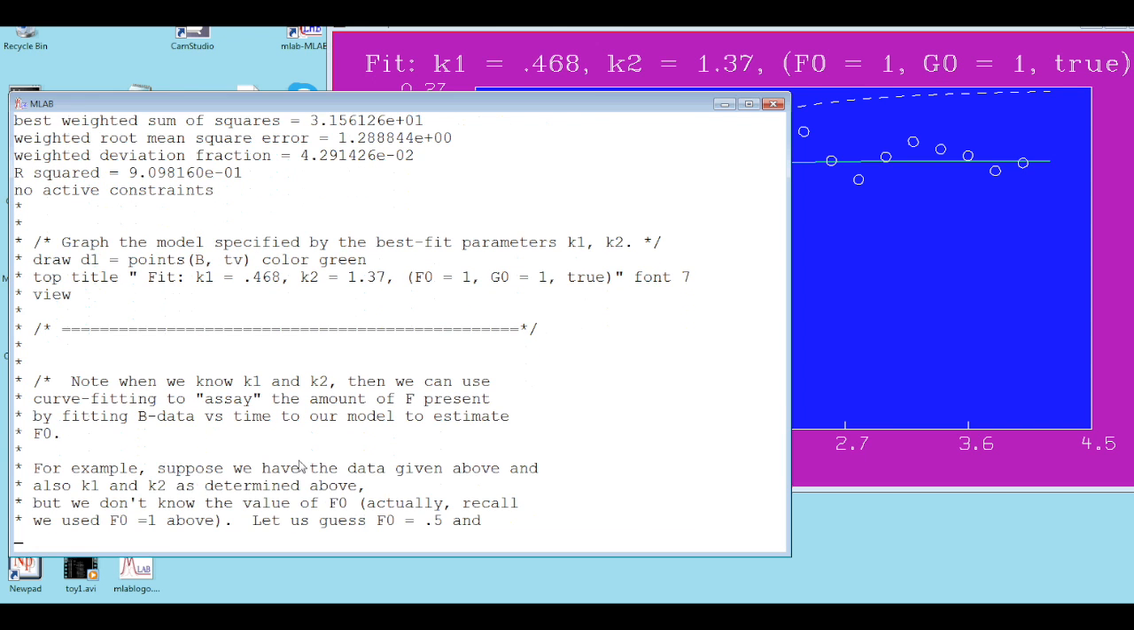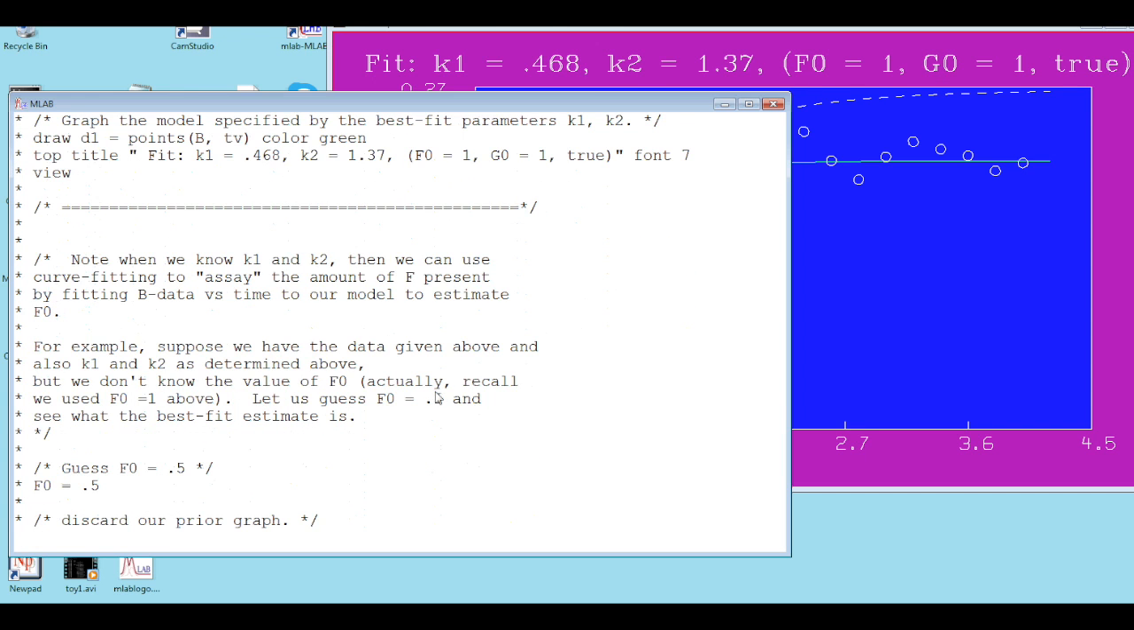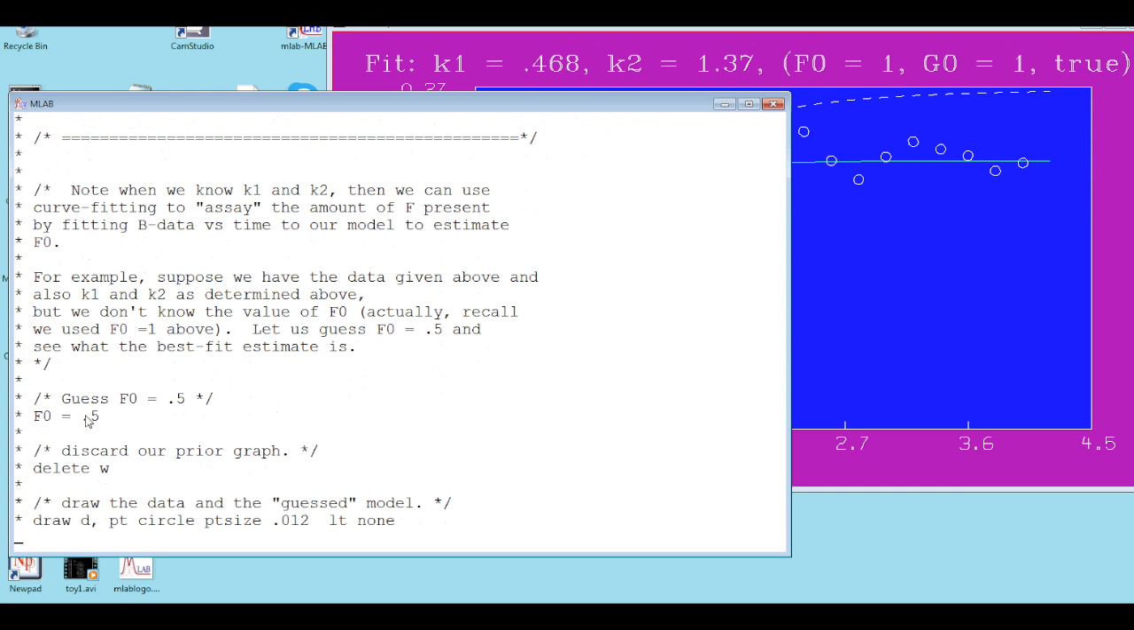So, for example, suppose we have the data given above that we had, the actual data, and that we know K1 and K2 as we determined, but imagine we don't know the value F0. Now remember, F0 was actually 1 when we did our curve fit. So let's suppose erroneously that F0 is 0.5, and let's see what curve fitting tells us F0 should be. So here we go. F0 is set to 0.5. That's our guess. Throw away our prior graph.